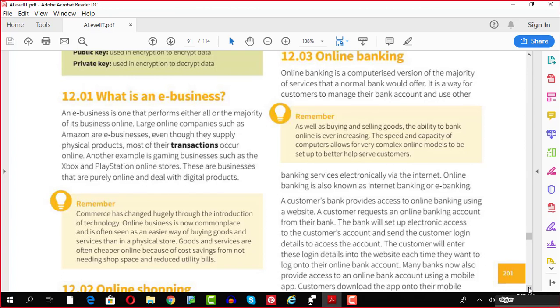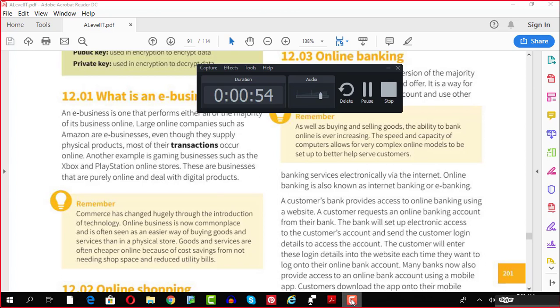This is where e-commerce came in, where... Okay, sir, can you record it? Sorry, can you record it? I'm recording it. I've started the recording.